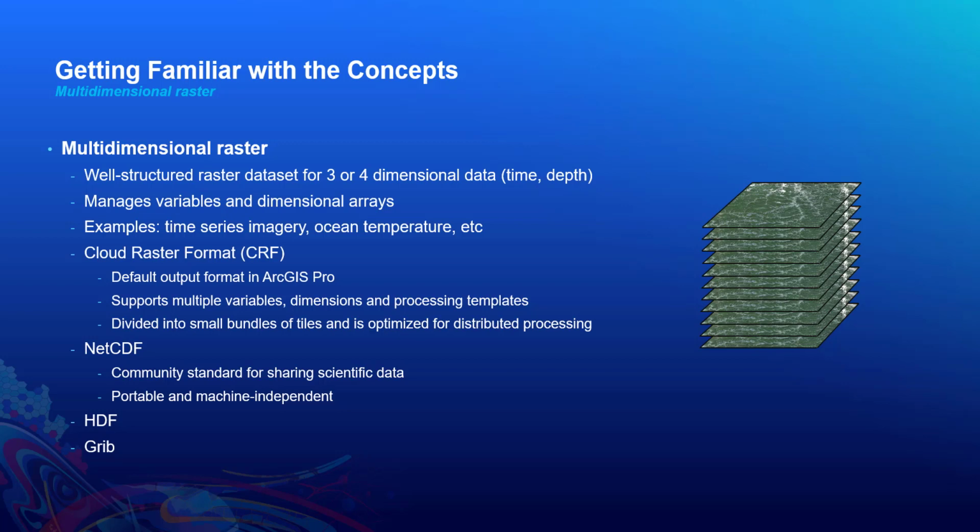ArcGIS Pro supports many multidimensional raster formats. The ones we are going to see today are Cloud Raster Format, CRF, and NetCDF. CRF is the default output format in ArcGIS Pro. It supports multiple variables, dimensions, as well as processing templates. Its storage is divided into small bundles of tiles, so it is optimized for distributed processing. NetCDF is the community standard for sharing scientific data. It is portable and machine independent. ArcGIS Pro also supports other formats such as HDF and GRIB.